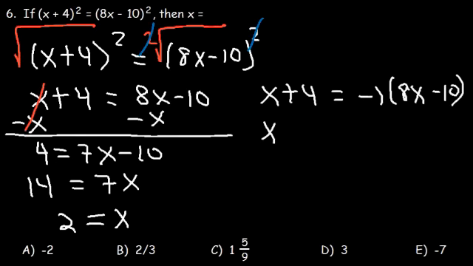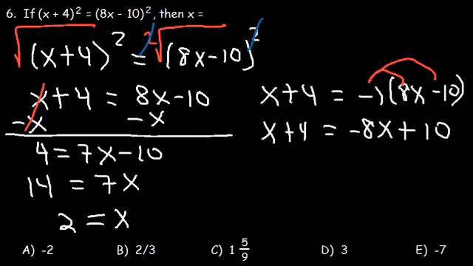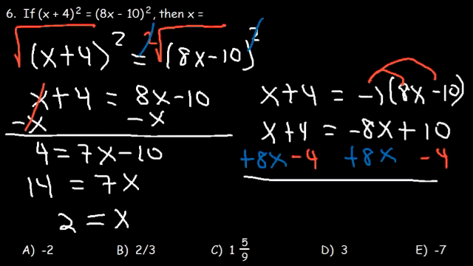So first, let's distribute the negative to the right side. So negative 1 times 8x is negative 8x, and negative 1 times negative 10, if we distribute, that's going to equal positive 10. So now, let's add 8x to both sides, and simultaneously, let's subtract both sides by 4. So this will cancel, and that will disappear as well. x plus 8x is 9x, and 10 minus 4 is equal to 6.